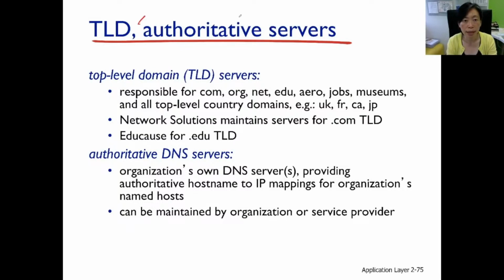Next, the second and the third level DNS servers. At the second level, we have a bunch of these TLD servers, top-level domain servers. They're responsible each for a different top-level domain. So top-level country domains as well, UK, FR, CA, etc. So essentially, this is the last part of the host name there. Right? And each of these TLD servers is maintained by some sort of organization of public interest. Some people call them NGOs. So for example, Network Solutions maintains the servers for the .com TLD and EduCause for the .edu TLD.